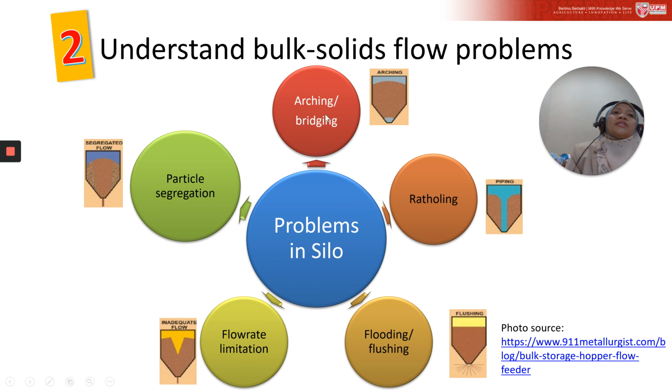Arching, bridging and rat holing, I think I have explained thoroughly in the previous lecture. But for flooding and flushing, I will explain here. Flooding and flushing is a condition in which an aerated bulk solid behaves like a fluid and flows uncontrollably through the outlet of a feeder. You can see this phenomenon by visiting the Jenike and Johanson YouTube channel. They have a video of that.